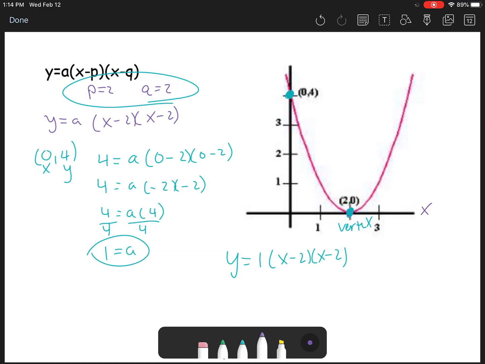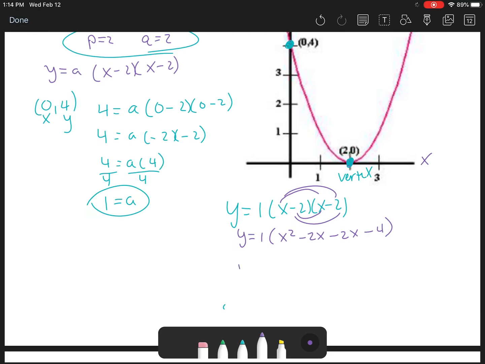And then again, we can use FOIL or our box method to multiply this out. Well, x times x would be x squared. x times negative 2 is negative 2x. Negative 2 times x is negative 2x. Negative 2 times negative 2 is positive 4. Combining our like terms, we have y equals 1 times (x squared minus 4x plus 4).